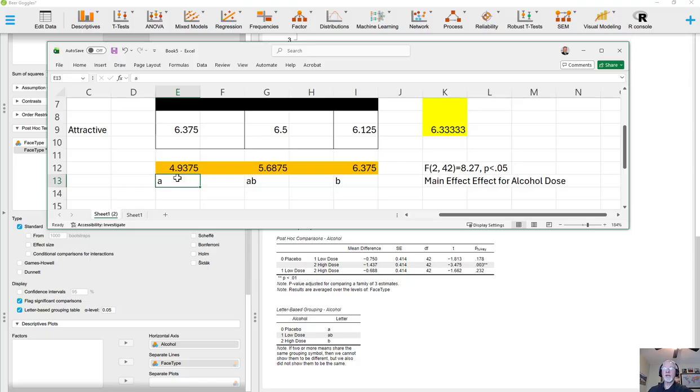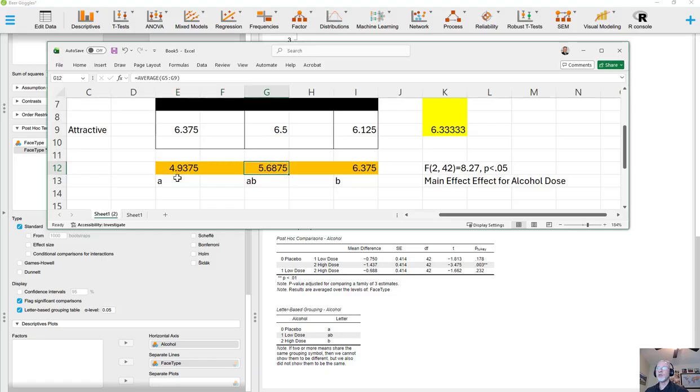And it's showing A, B, and B. Now, the trick is with these, if the subscripts are not different, then there's not a significant difference. So since both this mean has an A and this mean has an A, then they're not significantly different from one another. But the 4.93 does not share a subscript in common with the 6.375.